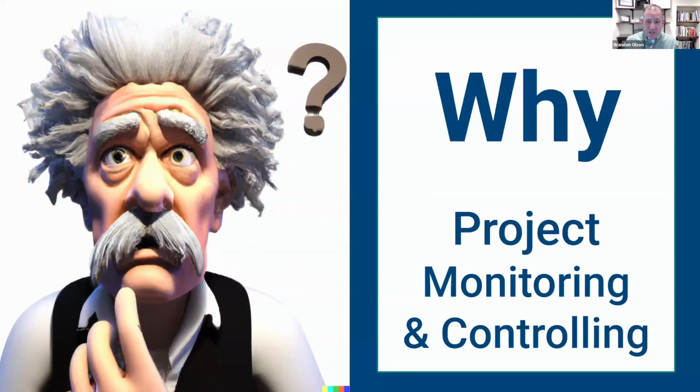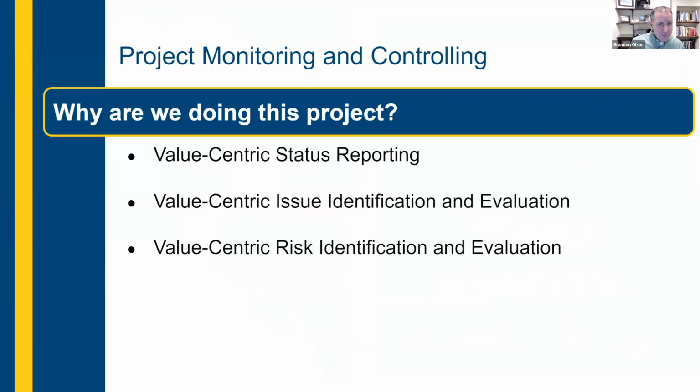All right, so then monitoring and controlling our project. So again, we're taking a look at, why are we doing this project? So that status reporting, as I mentioned, we're going to take a look at value-based or value-centric status reporting. So we're looking at not just the operational efficiencies, but how are we doing in producing the value for the organization?